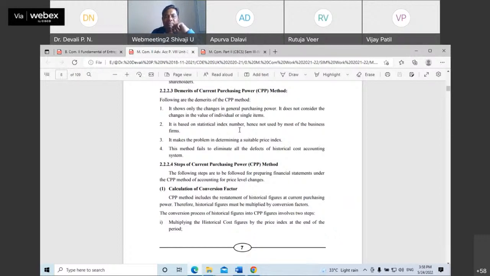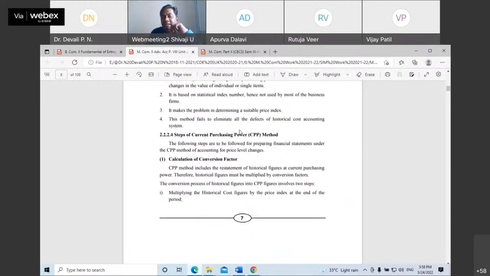Then the third is that it creates a problem in determining a suitable price index. How are you going to determine the price level index? How do you indicate that there is inflation or an increase in the price level? If the government does not state that there is an increase in the price level, we have to calculate the prices for the particular index, so we require an authentic index for that purpose.